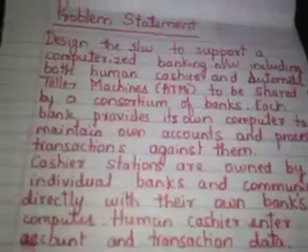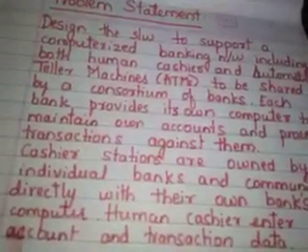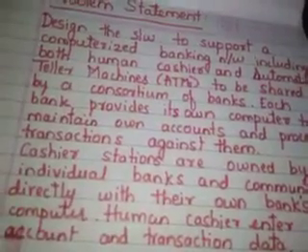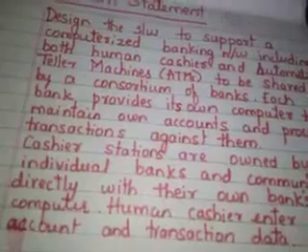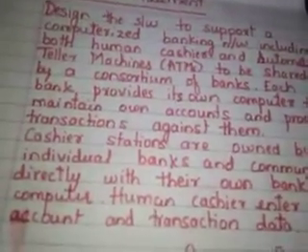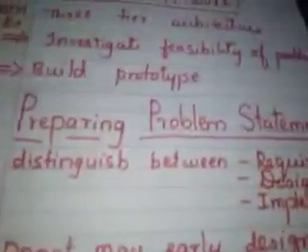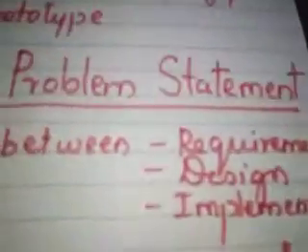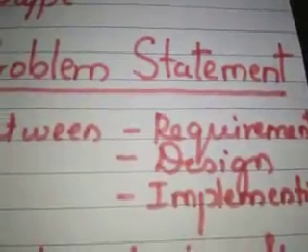So this problem statement is explaining what its expectations are from the new system that is developed, and what functionality it will do. It also gives us some design details and the implementation part. So our main intention about the problem statement is that we should be capable of distinguishing between the requirement, design and what falls in the implementation.